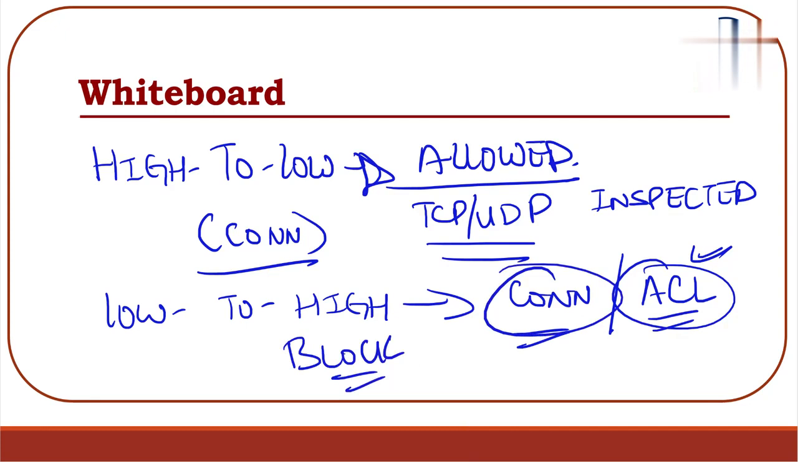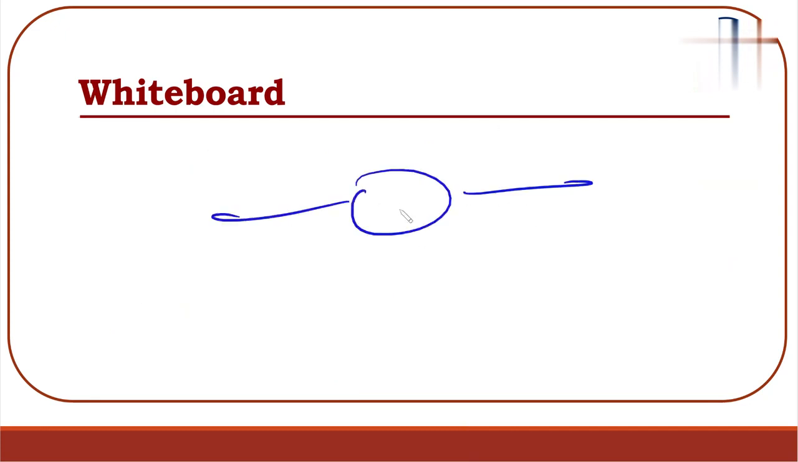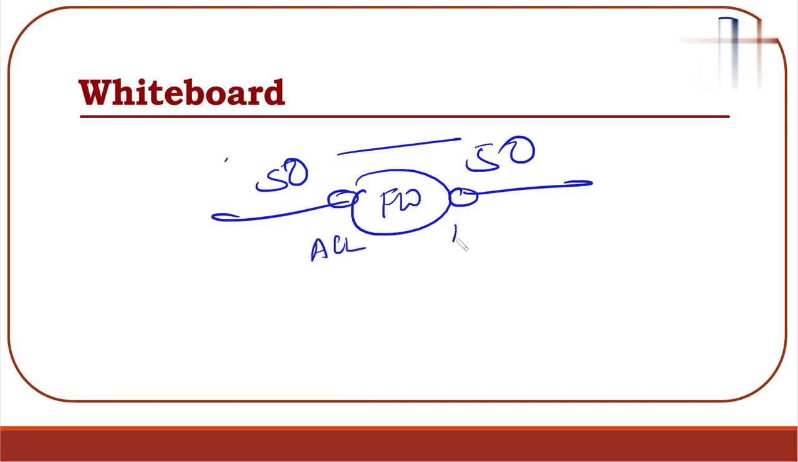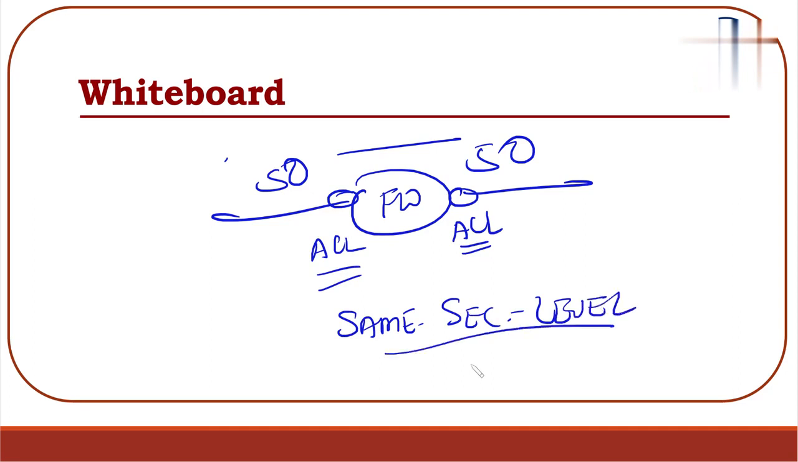Now, what happens if you have two interfaces with the same security level? So let's say I put this as 50 and put this as 50. This is my firewall. If you have two interfaces that are the same security level, by default, the behavior is I don't want these two interfaces to talk to each other at all. Even an ACL in that case will not help by default. So the traffic will be blocked, and even an ACL will not help.